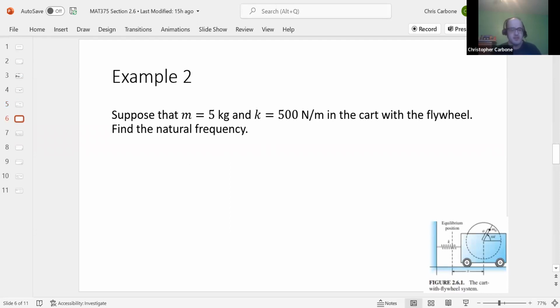So for example 2, suppose m is 5 kilograms, k is 500 newtons per meter, in the cart with the flywheel. We want to find the natural frequency. So that will be omega sub 0, being that natural frequency. This gives us the square root of k over m. So square root of 500 divided by 5, that makes the square root of 100, which is 10 radians per second.